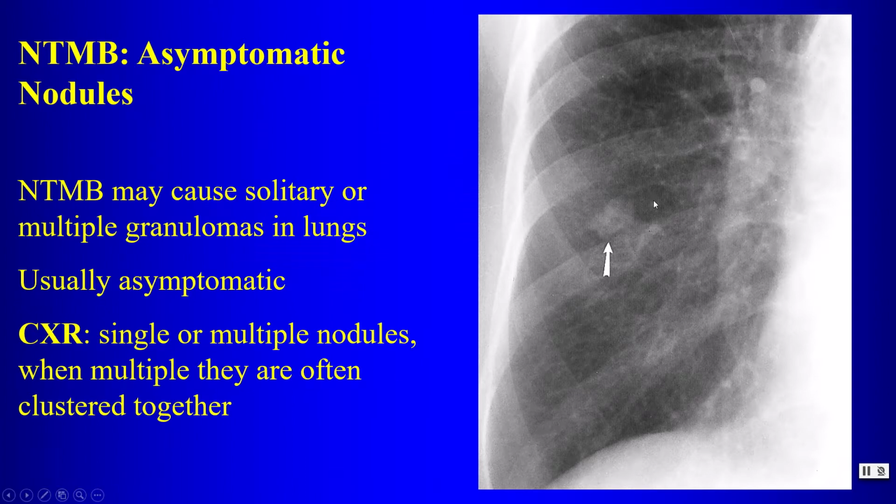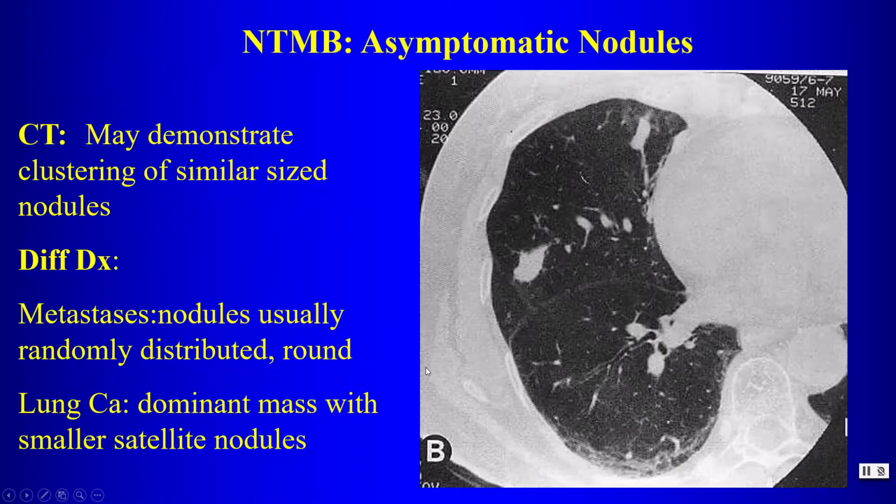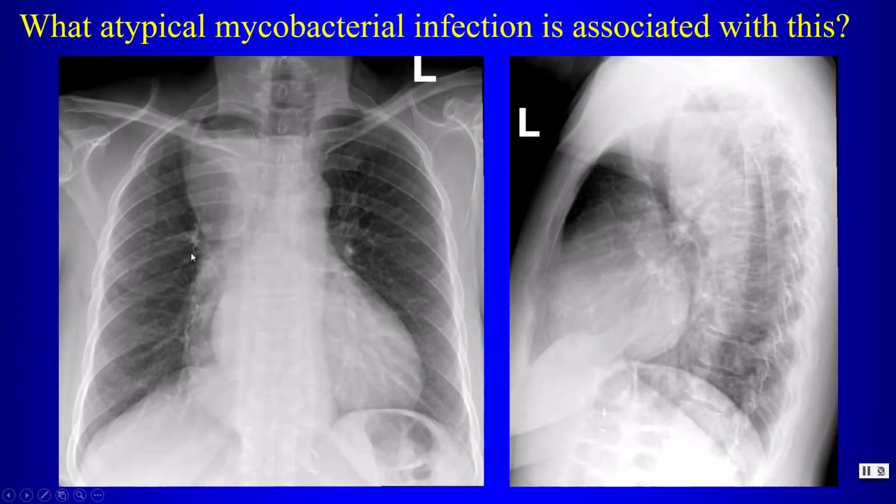So asymptomatic nodules can be another manifestation of atypical mycobacterial infection. So multiple nodules here from atypical mycobacterial infection. So they may cluster sometimes. Differential diagnosis, of course, is metastatic disease, although with metastases, nodules are usually randomly distributed. They tend to be round. With lung cancer, the nodules tend to be satellite nodules around a dominant lesion.